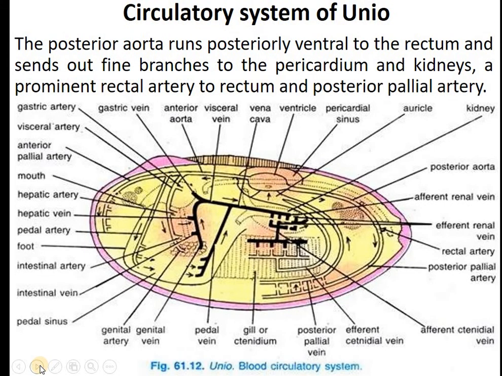The posterior aorta runs posteriorly, ventral to the rectum, and sends out fine branches to the pericardium and kidneys. It has fine branches to the pericardium, that is the outermost covering of the heart, and the kidneys, and a prominent rectal artery to the rectum, and the posterior pallial artery. So there are a lot of branches of the posterior aorta: one, pericardium; second, kidneys; third, the rectal artery to the rectum; and fourth, the pallial artery, that is, the mantle.